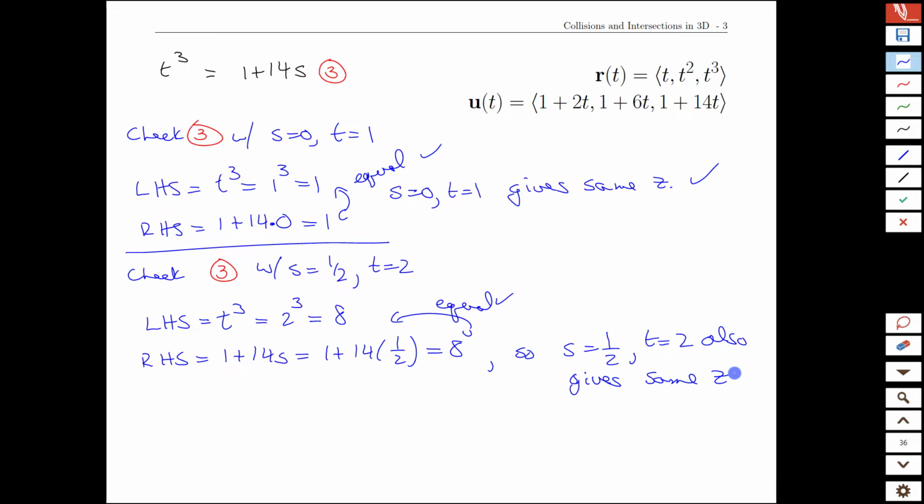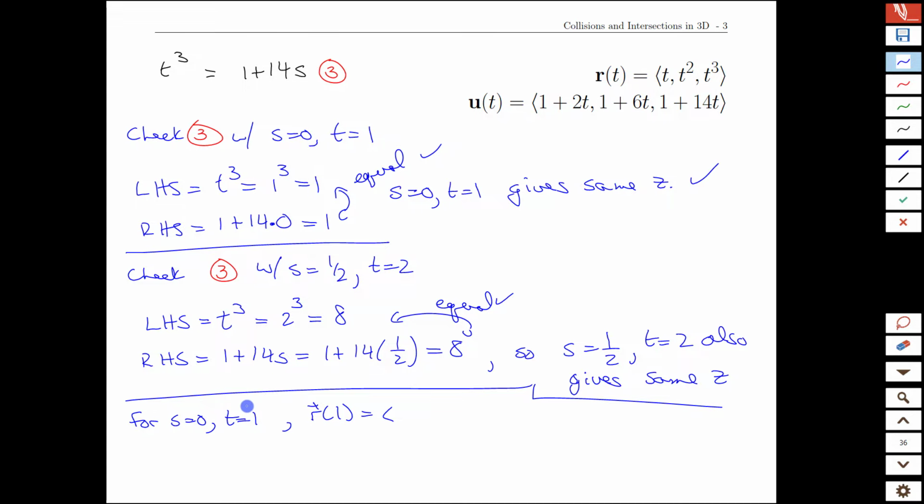So what we found are two sets of time values which produce the same x, y, and z coordinates. And the question was, where do these actual intersections occur? Let's do a double check here. It's always reassuring to see our numbers work out all the way through. So for s equals 0, t equals 1, we have r of 1, and remember the t went into the r function, and it tells us that at time 1 for that trajectory, we're going to be at 1, 1 squared, 1 cubed. Well, that's conveniently 1, 1, 1.